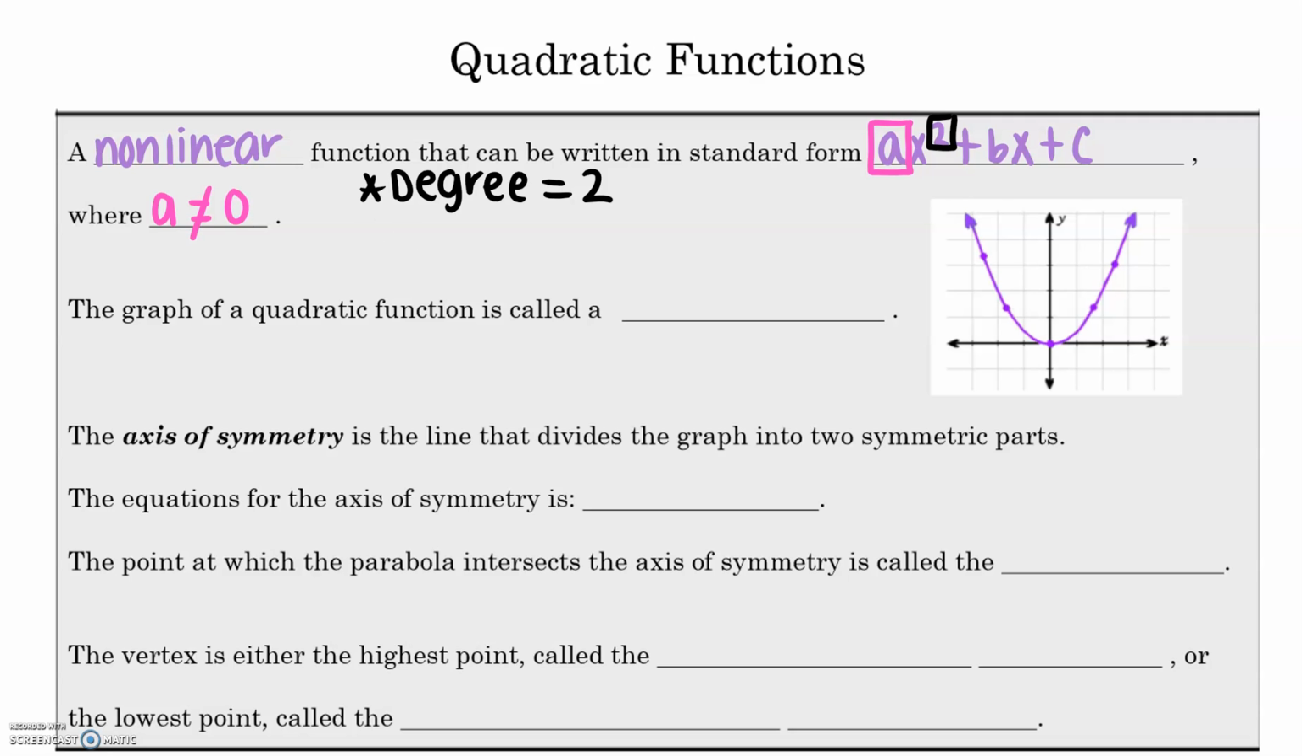Now, towards the right-hand side here, you'll see this picture. The graph of a quadratic function is called a parabola. So this graph towards the right here is a parabola. You need to know that a parabola is a U-shaped graph.